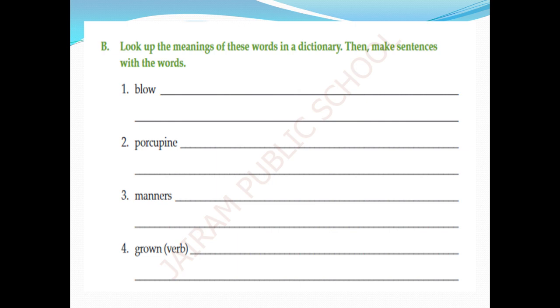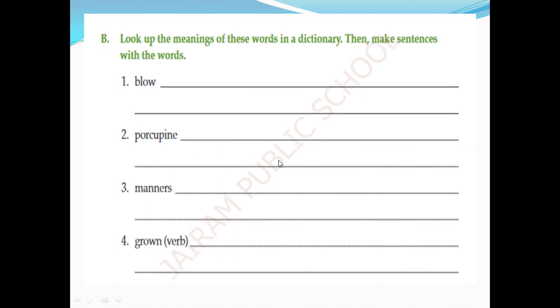The first word is blow. The first blank you use for writing the meaning of the given word. The second blank you use for writing a sentence using the given word. For example, there is a word blow. What is meant by blow? To produce air. In this way you have to write. You write the meaning of the word in the first blank, then you use the word in your own sentence. The meaning of the word blow is to produce air.